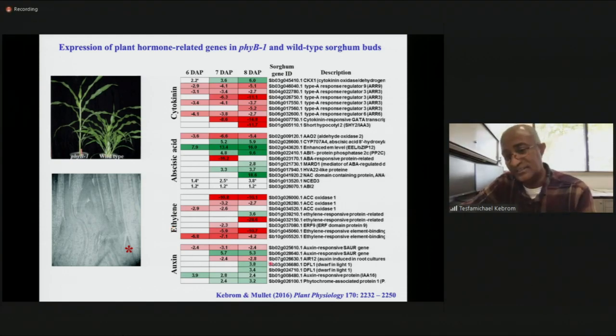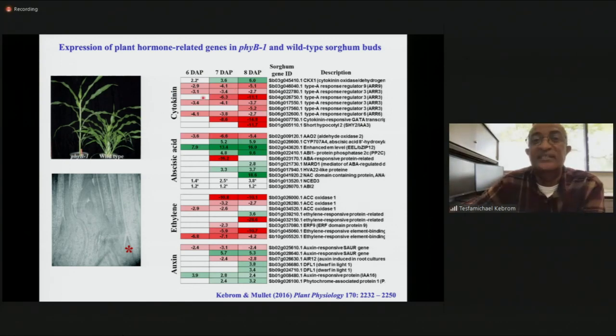Auxin, although there were some differentially expressed genes, was not important for shoot branching related functions. So the most important discovery about hormones from the RNA-seq study was about cytokinin, and I will show you how important this is.